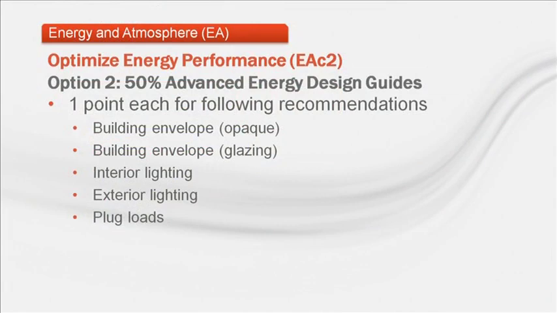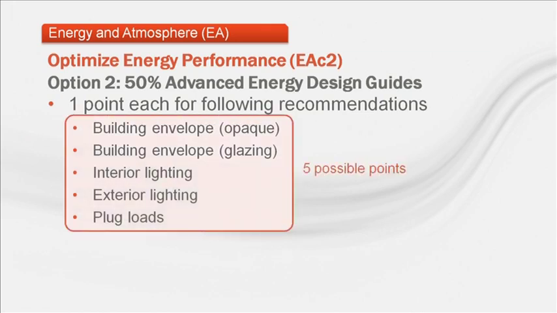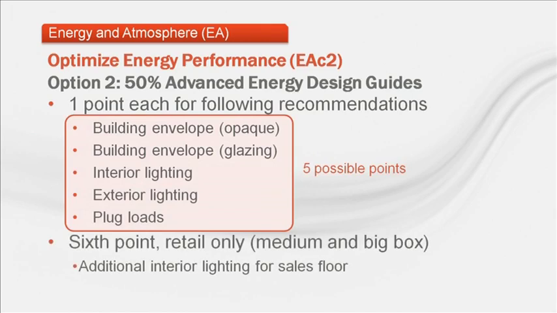For those buildings covered by a 50% AEDG, 1 point can be achieved by meeting the AEDG recommendations in each category shown. So, 5 prescriptive credit points are available. In addition, meeting the retail AEDG recommendations for lighting on the sales floor can achieve a 6th credit point for medium and big box retail buildings.